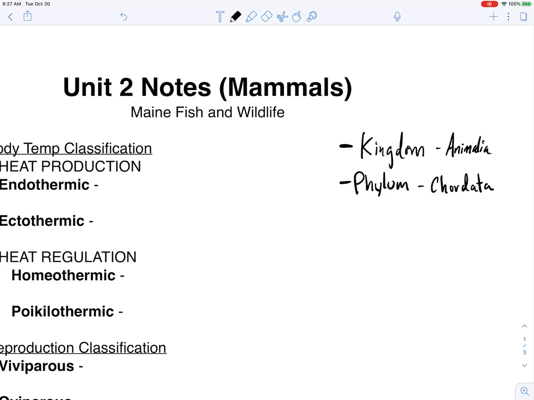A snake has a spinal cord. They're members of the phylum Chordata, but they're not a mammal. We could think about things like frogs as well, and fish, classic example of chordates that are not mammals.